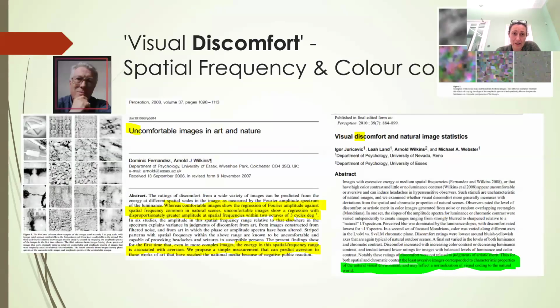So my contribution to this area is visual discomfort on these low-level visual properties such as spatial frequency, how often the scene changes, and also colour contrast. These are examples of papers also by Professor Wilkins that show that when these low-level properties are significantly different from what we'd expect in natural scenes, people report discomfort.